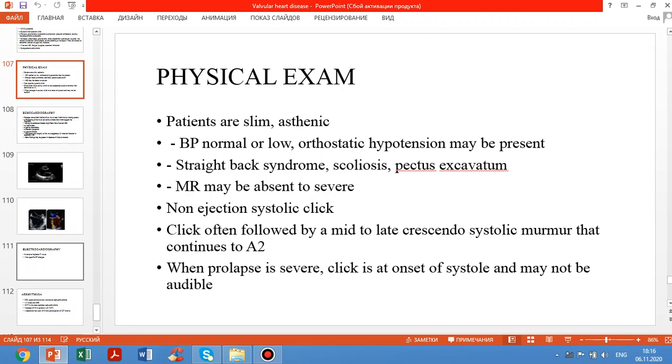Mitral regurgitation may be absent to severe. Non-ejection systolic click. Click often followed by a mid to late crescendo systolic murmur that continues to S2. When prolapse is severe, click is at the onset of systole and may not be audible.